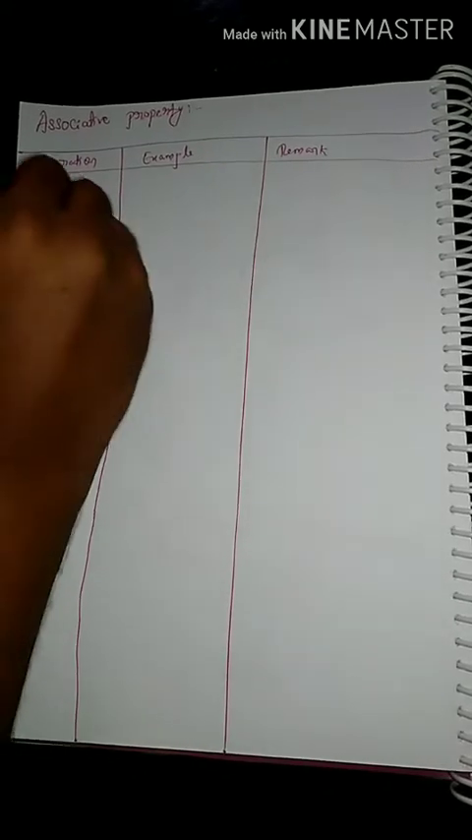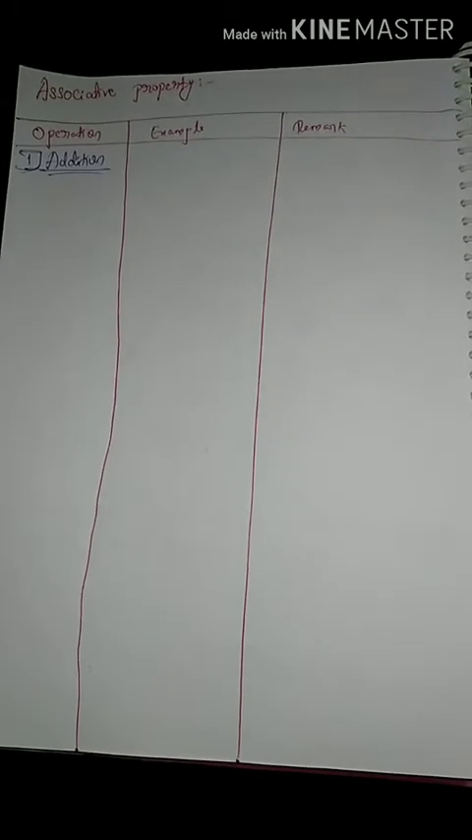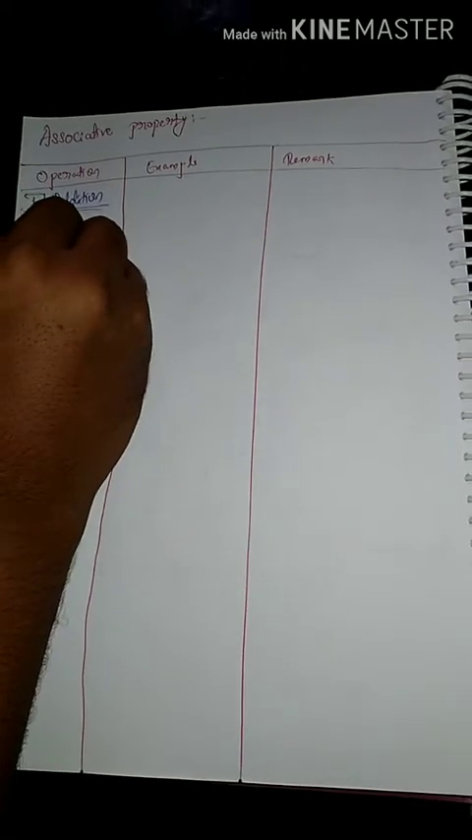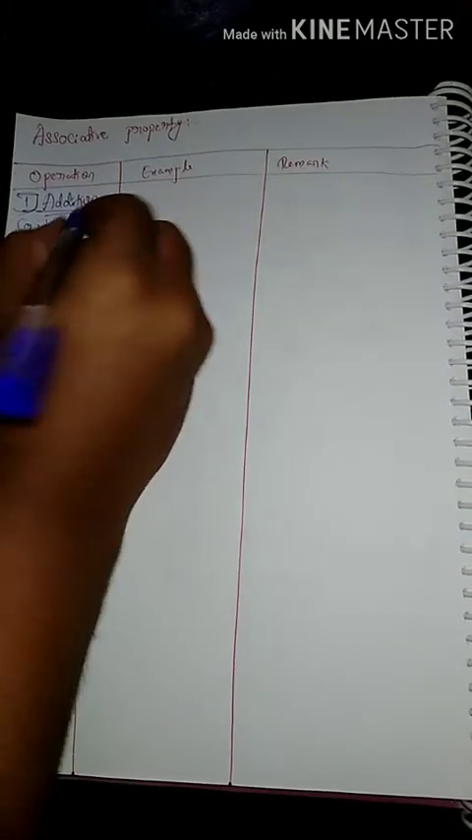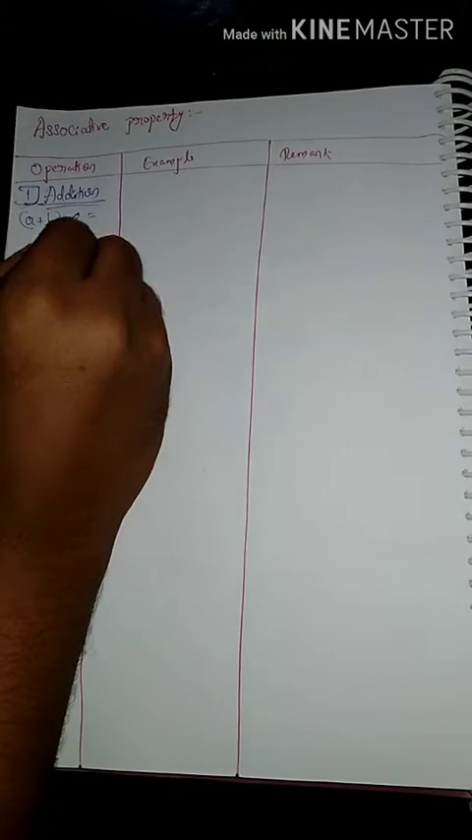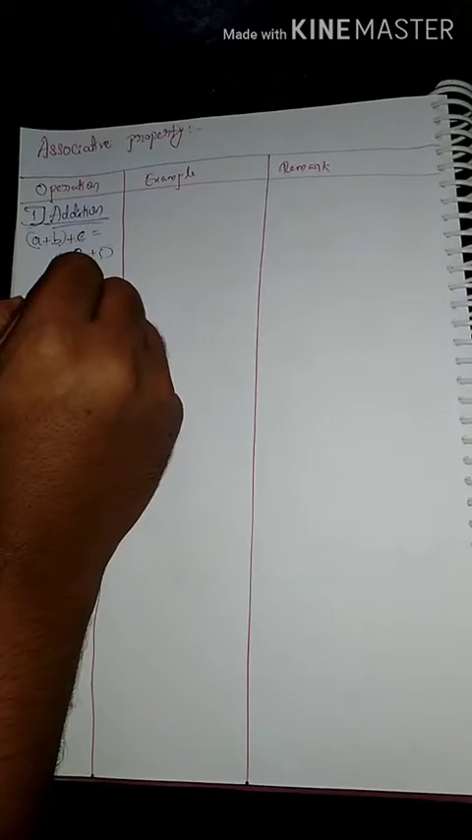Students, we know that there are four basic mathematical operations: addition, subtraction, multiplication and division. So the first one is addition. Take any three rational numbers a, b and c. Firstly add a and b, and then add c. We get (a + b) + c. Now again add b and c, then add a. We will get the same result, that is a + (b + c).